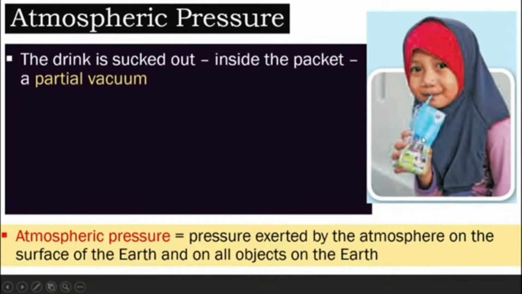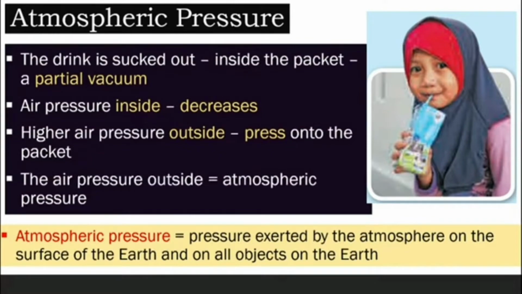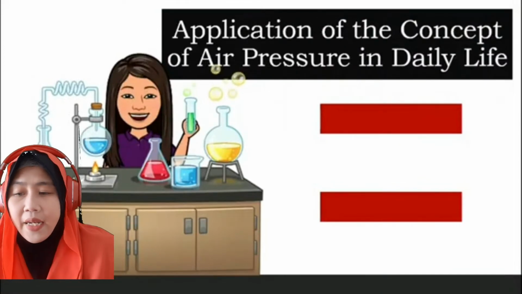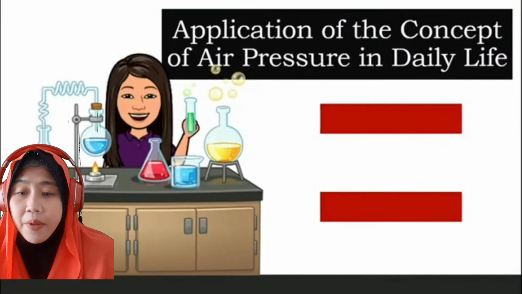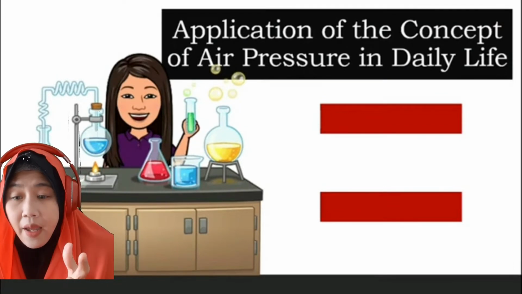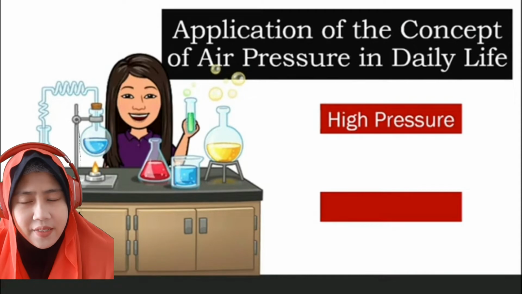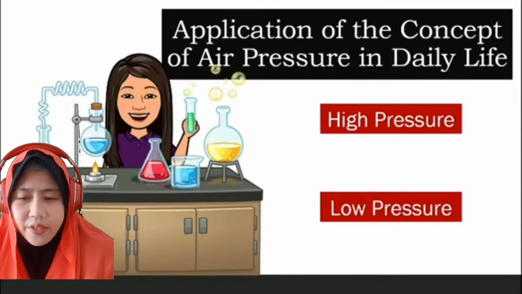So inside the packet will be like a partial vacuum. Air particles inside will be forced out. This creates low pressure inside. So as I said, higher air pressure outside, the atmospheric pressure, will press onto the packet. I repeat again, the air pressure outside is the atmospheric pressure. Now let's look at the application of the concept of air pressure in our daily life. And one thing teacher would like to remind you, air or any particles will move from high pressure to low pressure, to the area of low pressure.